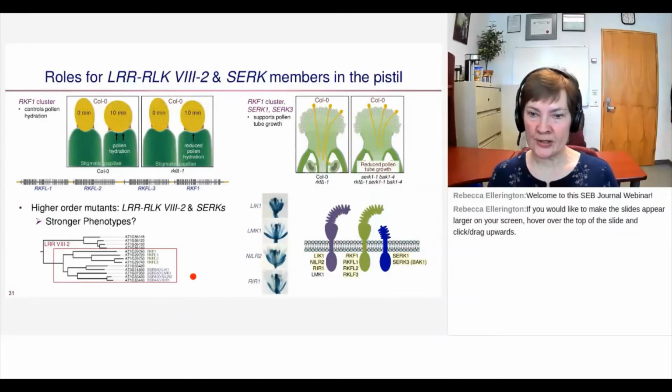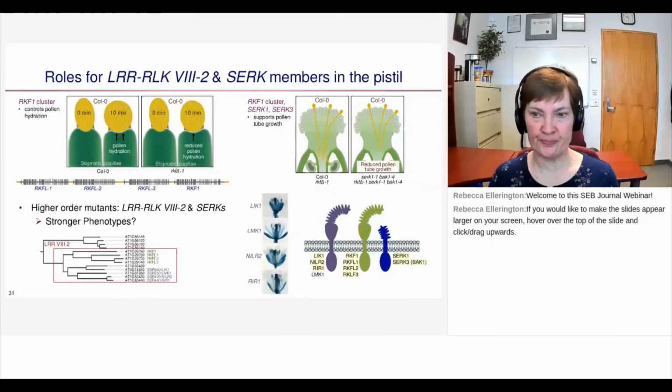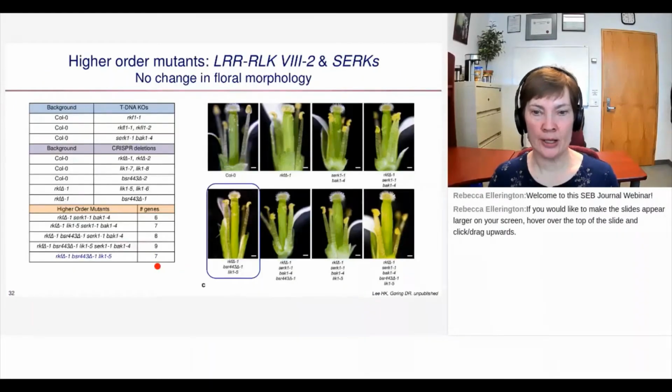And so I mentioned at the beginning that there's these other members in LR8-2 which show good expression in the stigma. These are the promoter Gus studies showing that there's strong Gus activity in the upper part of the pistil. And so we focused on knocking these genes out. And so far we've knocked out 3 of them, LIC1, NLLR2, and RIR1, and combined them with our other mutants. And this is all the different combinations that were made.